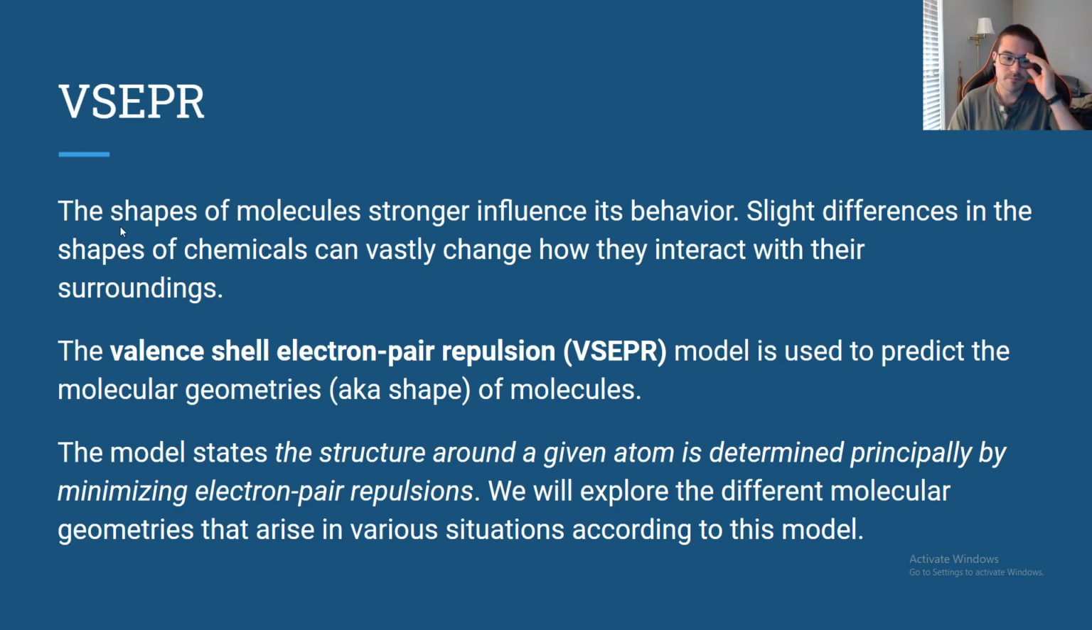So the VSEPR model is called the valence shell electron pair repulsion model. Okay, that's what this acronym stands for. The model states that the structure around a given atom is determined principally by minimizing electron pair repulsions. Okay, so we're going to explore different molecular geometries or shapes that arise in various situations according to this model.